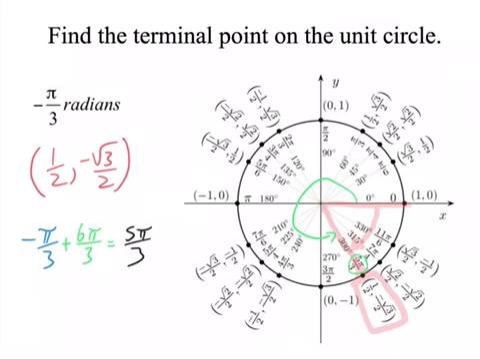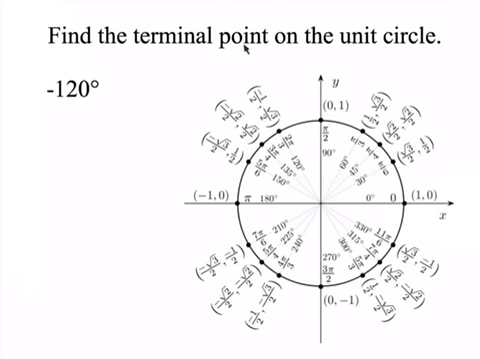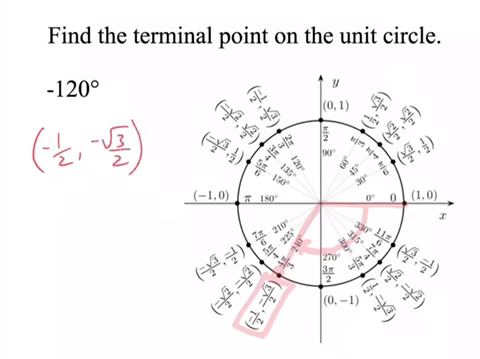It's your call. I want the terminal point for negative 120 degrees. So first thing I'm going to do is go here. I'm going to go down 120. So 120 is past 90. I think it's right there. So there's my coordinate. And there is my coordinate as numbers. That is going to be negative 1/2, comma, negative square root 3 over 2.